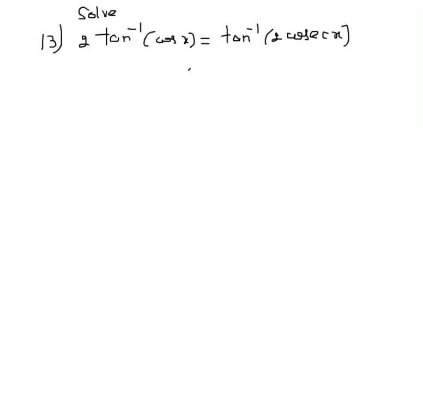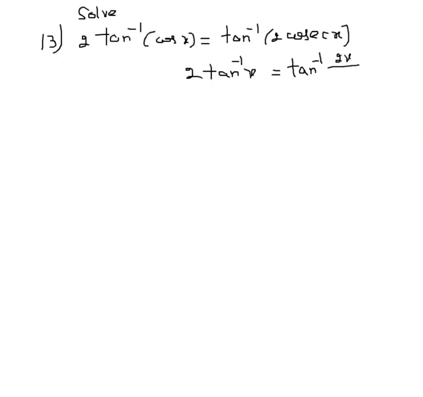Question 13. Solve 2 tan inverse of cos x is equal to tan inverse of 2 cosecant x. We will use 2 tan inverse of x formula. We have 3 formulae, one in terms of sine inverse, the other one cos inverse, and the third one tan inverse. Since the right hand side has tan inverse, we will use tan inverse formula.